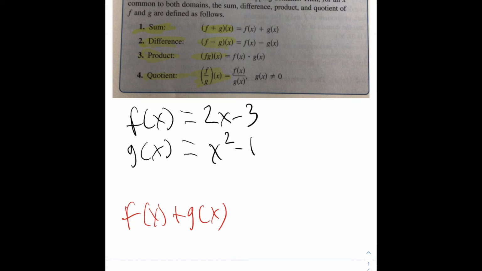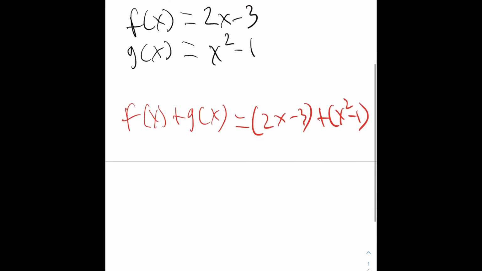So if I'm solving this first one, I'm going to say f of x is 2x minus 3, and g of x is x squared minus 1. So I'm going to combine like terms. I really don't have that many like terms. I put the highest exponent first: x squared plus 2x, and negative 3 minus 1 is negative 4.